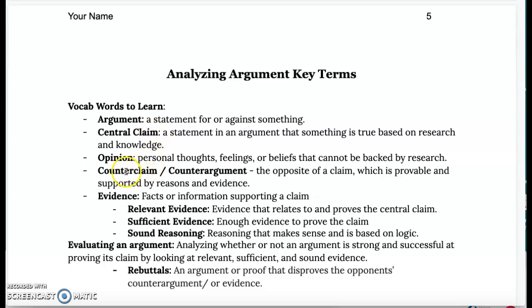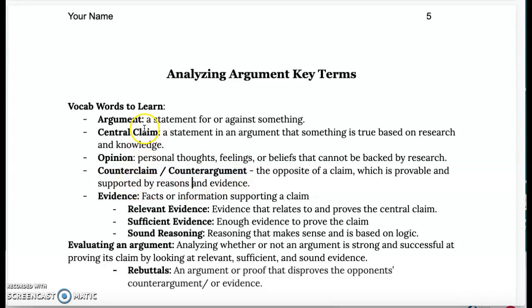and then you would also have what's called a counterclaim, but you're also going to hear it called a counter argument. And counter means against, so that's exactly what it means. It's the opposite of what your claim is, okay? And it's also provable by research, reasons, and evidence. So remember that an argument always has two sides to it. You pick the side that you believe to be most true, and that's your claim, but there's always the other side, and that's the counter argument.